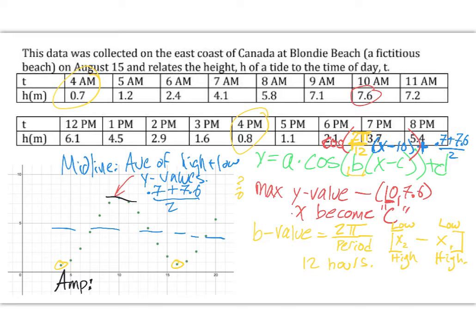Another way to think about that is if I know the distance from the top to the bottom, I can cut it in half and find out what that amplitude is. So I like to think about this as the highest y minus the lowest y, divide by 2. So it's really similar to midline, but we're subtracting those values instead of adding them. So we're not finding the average, we're finding half the difference between them.